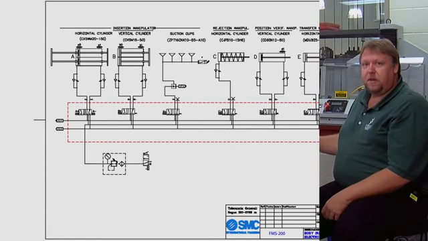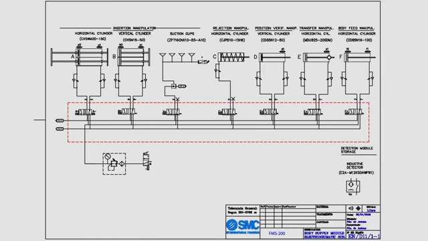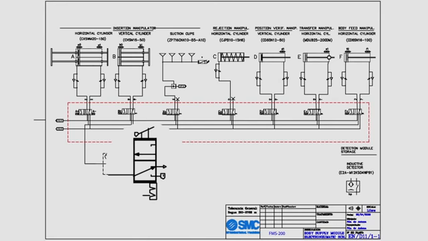And there's a lot of information on this schematic sheet itself, and we need to know what it means to us as a programmer. So I'm going to start at the bottom here. We have a hand-operated valve right here, which is actually the on-off control for the air. So we can turn either the air on or the air off.